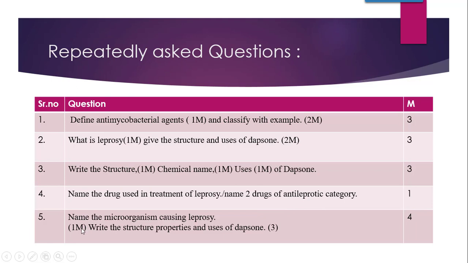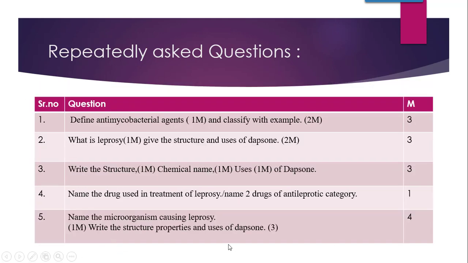Then next question is name the microorganism causing leprosy. So here you are supposed to write the causative microorganism for leprosy, as the question used to come in your first year health education and community pharmacy. If you write down that causative microorganism, then it comprises 1 mark. So name the microorganism causing leprosy is for 1 mark. Then write the structure, properties and uses of Dapsone. So structure, properties, uses, again structure for 1 mark, properties for 1 mark and uses for 1 mark.